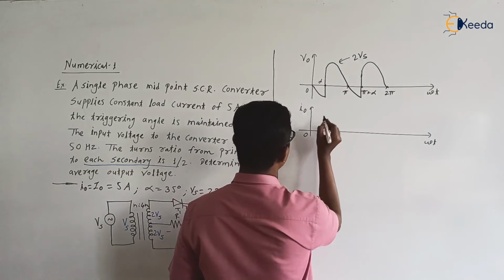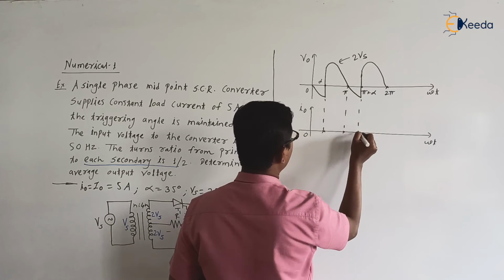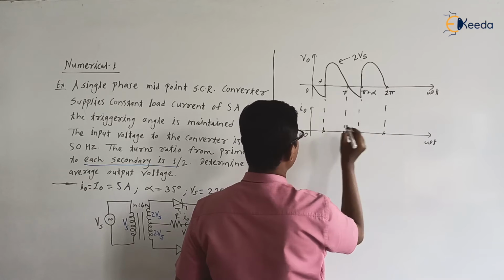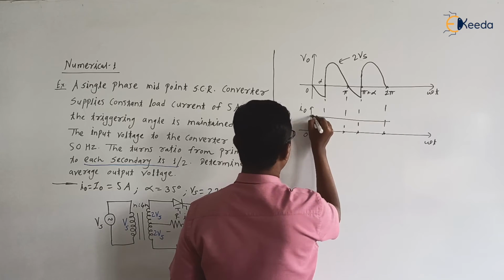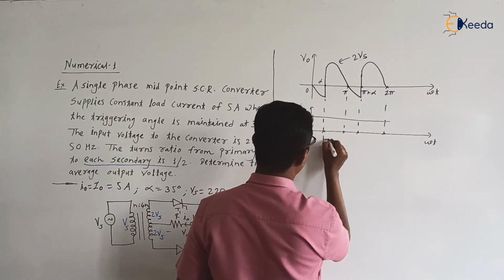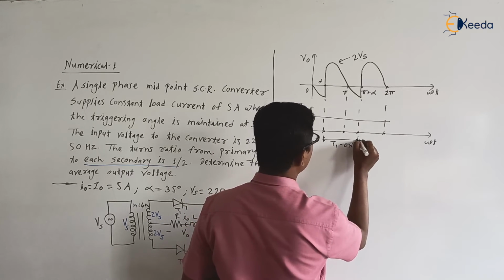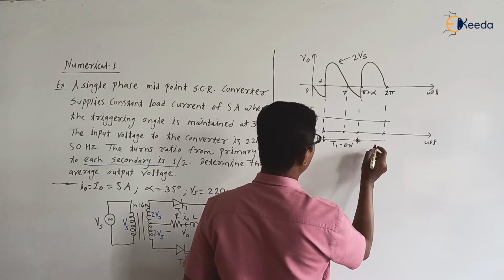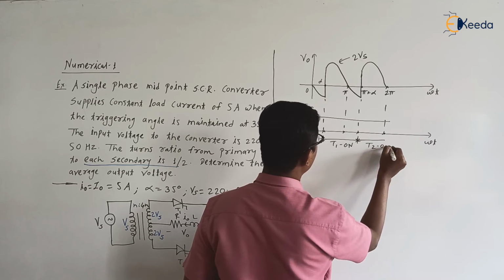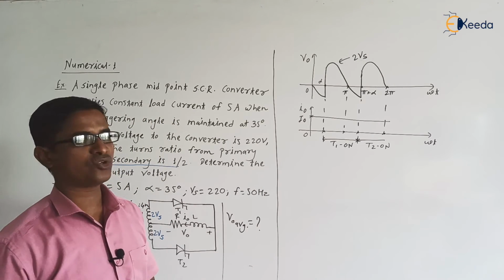Next, what is I0? 0 to alpha, alpha to pi, pi plus alpha to 2 pi. I0 is a constant current they have given, so it is I0. From alpha to pi plus alpha, thyristor T1 will be in the on state, and from pi plus alpha to 2 pi plus alpha, T2 will be in the on state. Are you getting the point? So these are the V0 and I0 we are having.